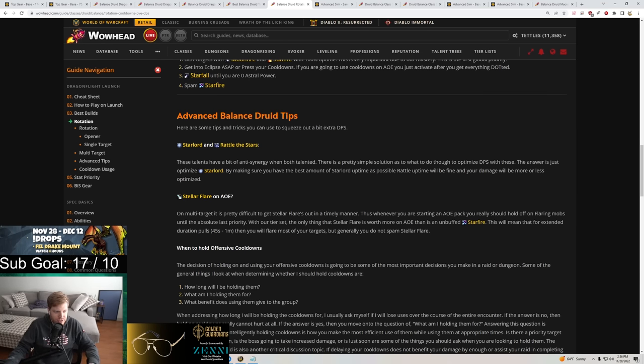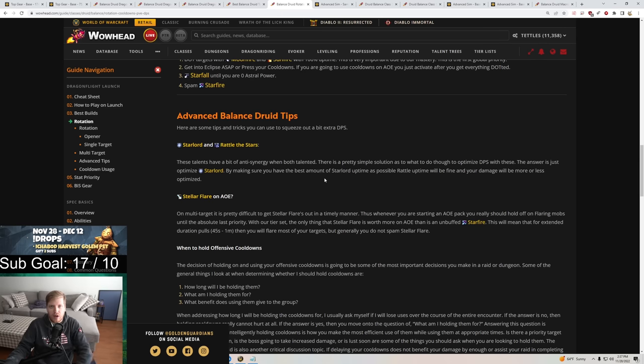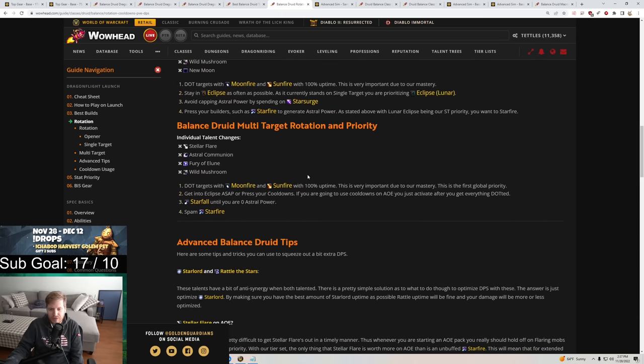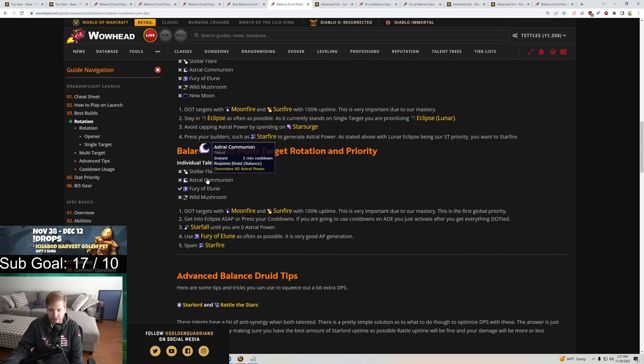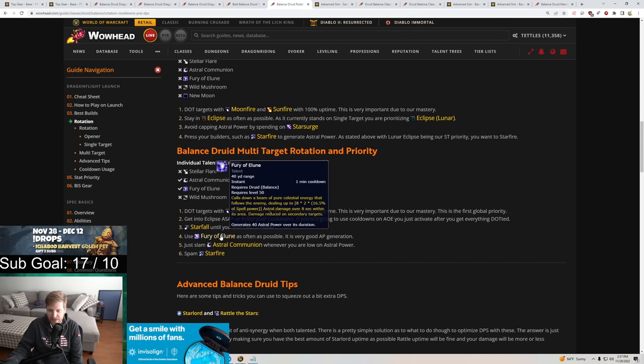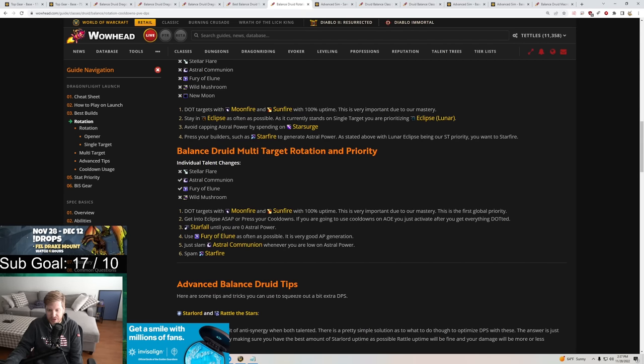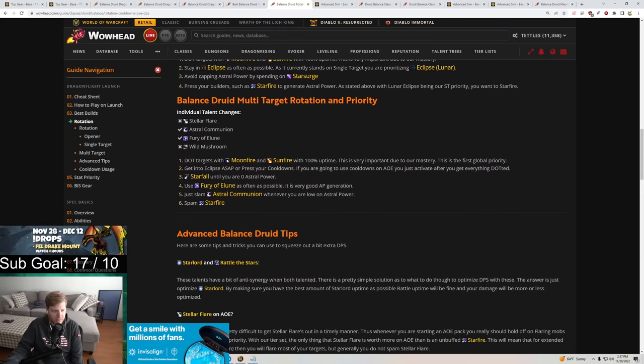For talent interactions, most of them just involve you pressing those buttons on cooldown, in the context of the rotation. These are things like Astral Communion, Fury of Elune, Mushrooms. You're pressing all these just on cooldown, even on the Wowhead Guide. It's just use as often as possible. It's good AP generation. Slam Astral Communion whenever you're low on Astral Power. You're literally just pressing them as often as possible.